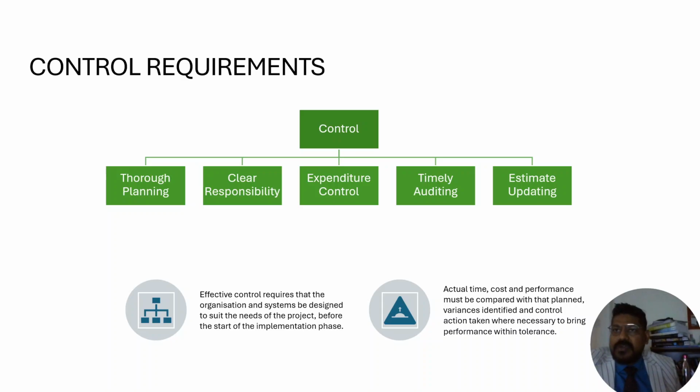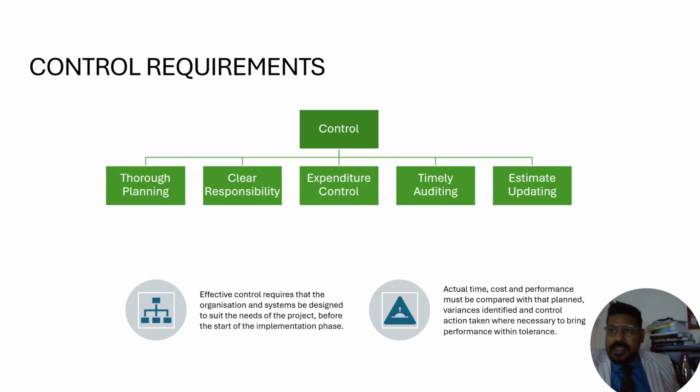Okay, so control requirement says you have to control it through planning, clear responsibilities, expenditure control, timely auditing, and estimate updating. Effective control requires that the organization and systems be designed to suit the needs of the project before the start of the implementation phase. Actual time, cost, and performance must be compared with that planned, variances identified, and control action taken where necessary to bring performance within tolerance.